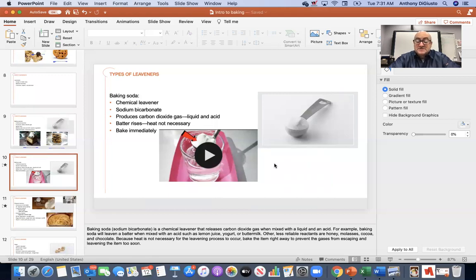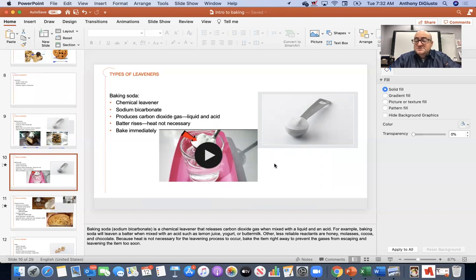Batter rises, heat's not necessary, but bake it immediately. You don't want to mix this. That's why with pancake batters and those kinds of things, you want to do them day of. You don't want to keep them in the fridge for a couple days. One, it has a really bad effect. If you leave pancake batter in the fridge for a few days, it turns gray.